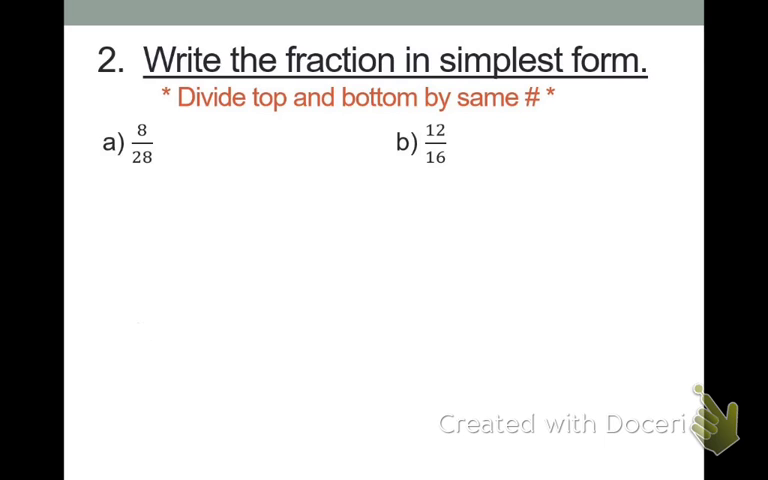Number 2 has given us different instructions. It says to write the fraction in simplest form. A word that you've probably heard of before is to reduce it, okay? In red, you wrote down divide the top and the bottom number by the same exact number. So it's very similar to what we just did. So let's look at the first one, 8 28ths. What number can go into 8 that can also go into 28?